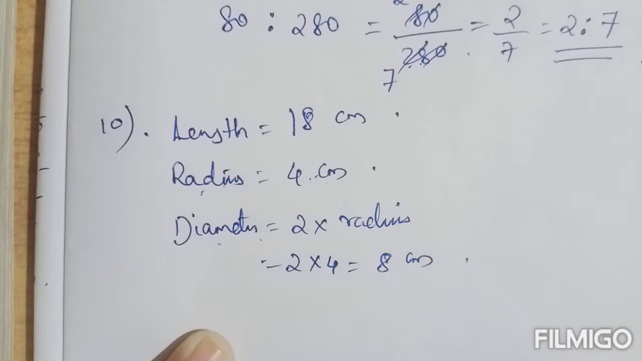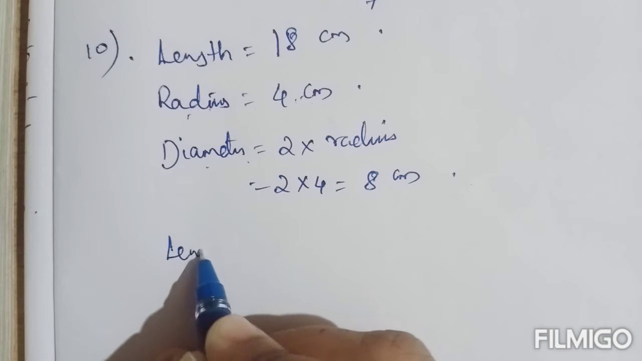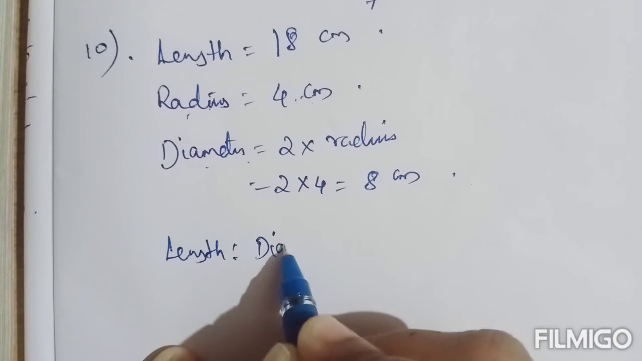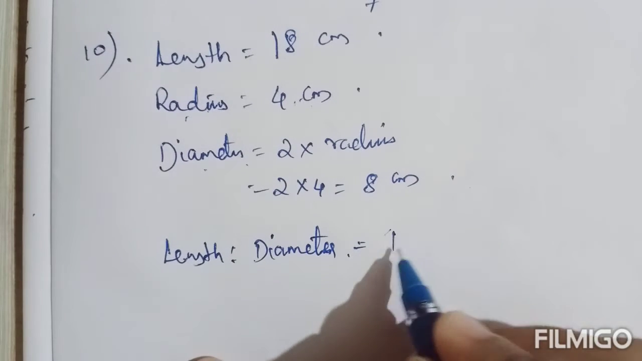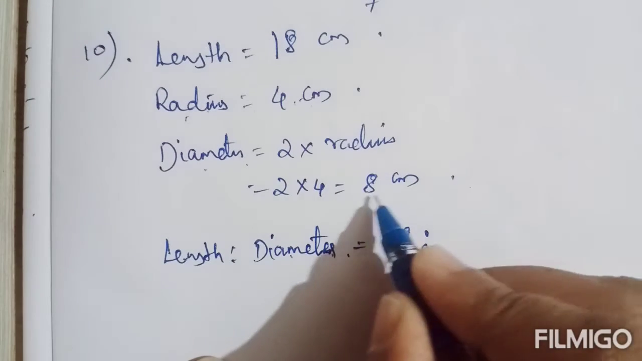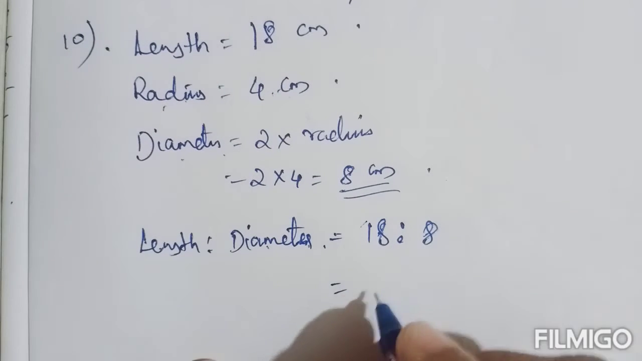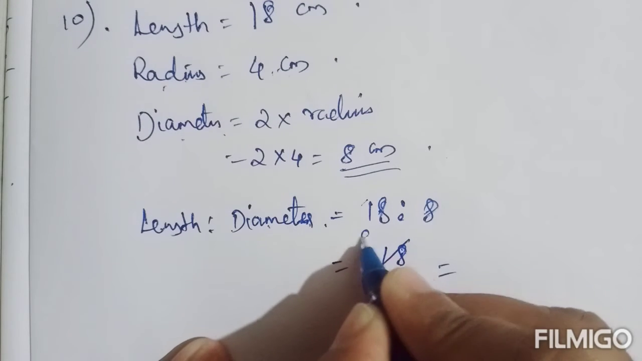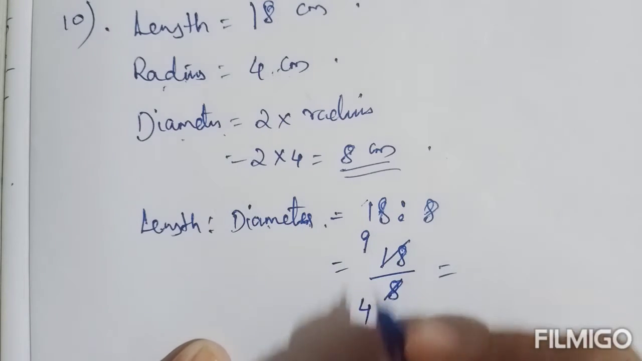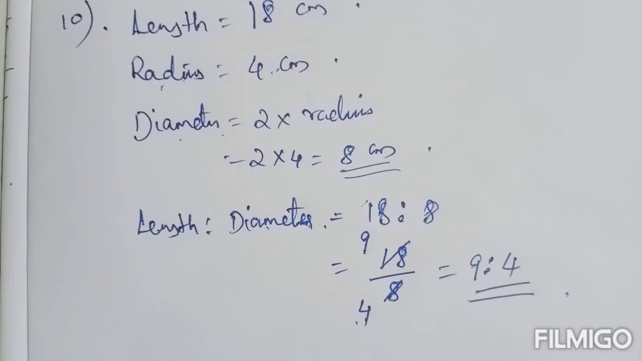8 centimeter. Okay, question is find the ratio of its length to diameter. Length to diameter ratio. So length it is 18 is to diameter it is 8. 18 is to 8, you can write it as 18 by 8. Both will go in 2. Here it will be 9, here it will be 4. So 9 by 4, we can write it as 9 is to 4. So this is the ratio of length to its diameter.